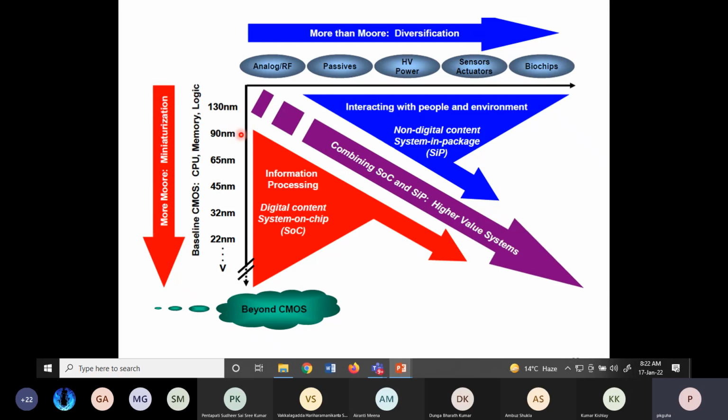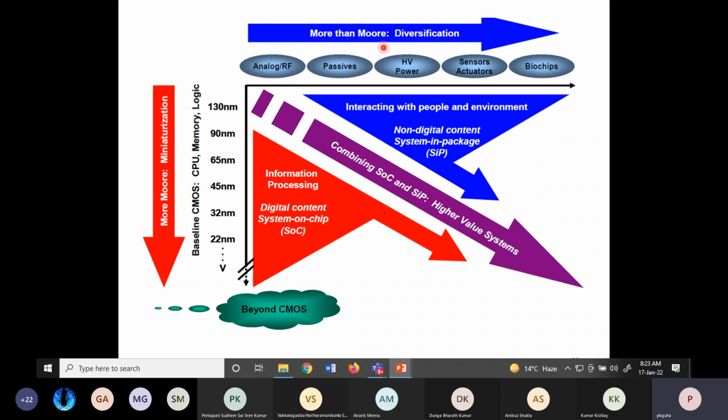By 90 nanometer process I mean the minimum gate length possible in that node is 90 nanometer, right? If I talk about 65 nanometer process, that means the minimum gate length possible is 65 nanometer, and so on. So every 2 years down the line we are reducing the gate length. That is following Moore's law, Moore's law of miniaturization.